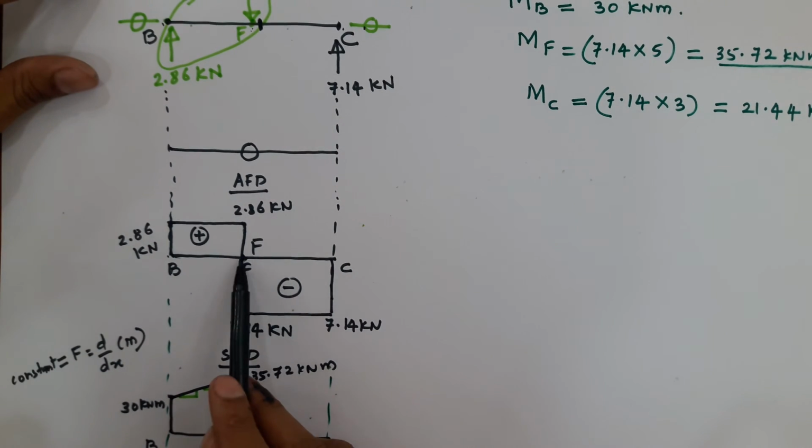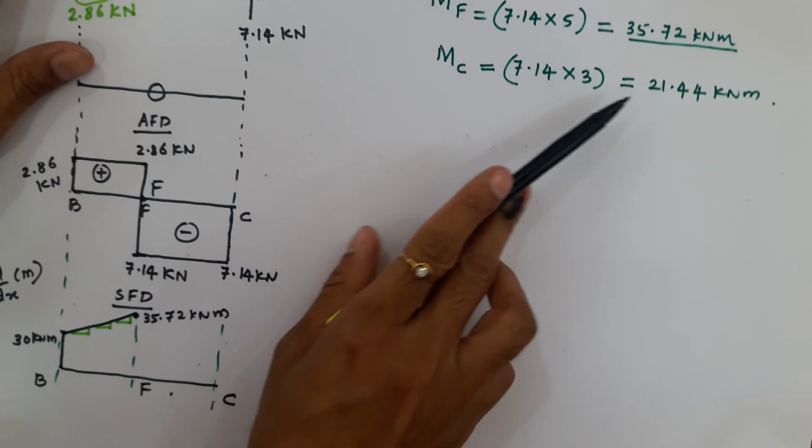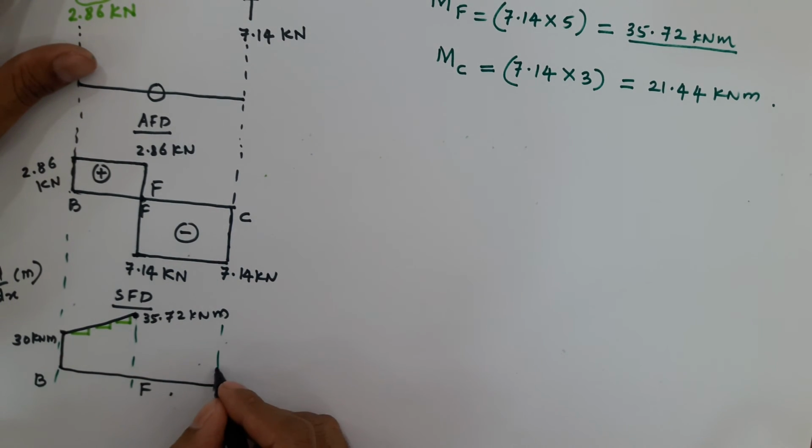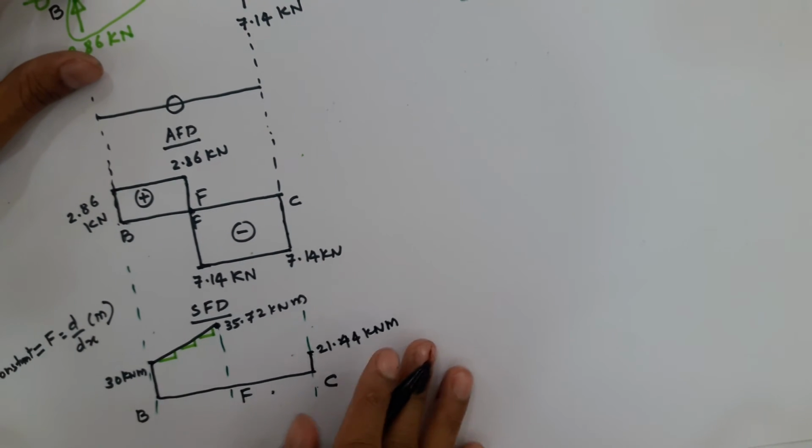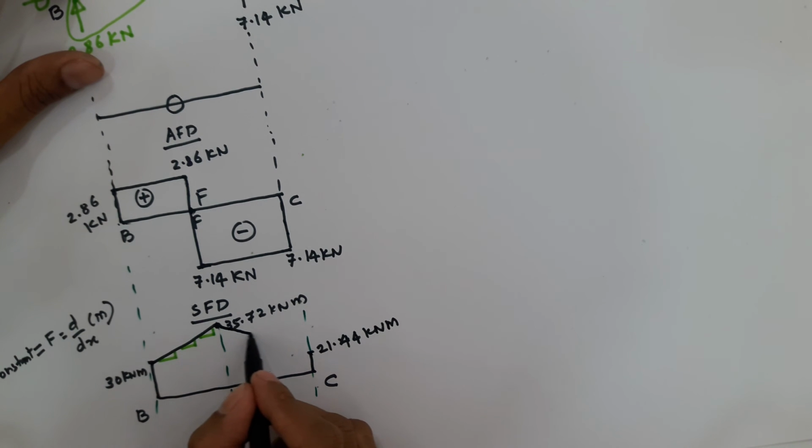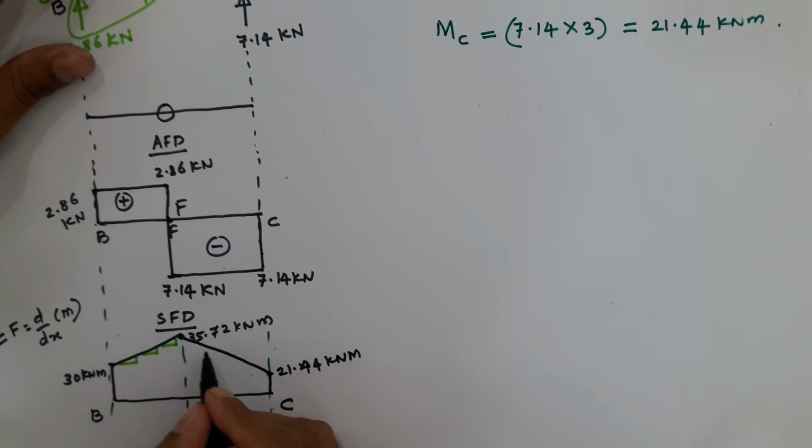Similarly, when I see between F and C, the shear force is constant. The bending moment here is 21.44 kilonewton meter. So I can join it again with an inclined straight line. Again the slope is constant, positive. So this is the correct BMD.